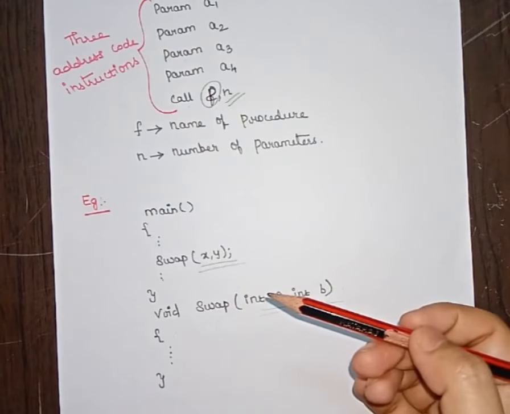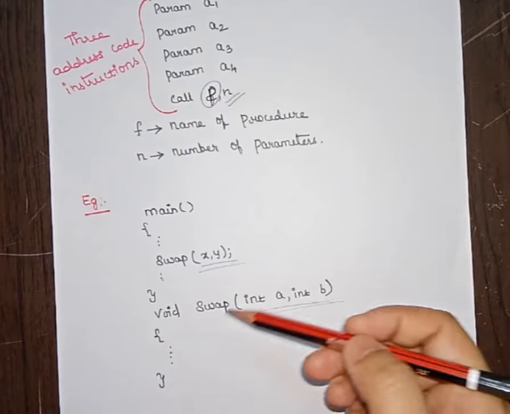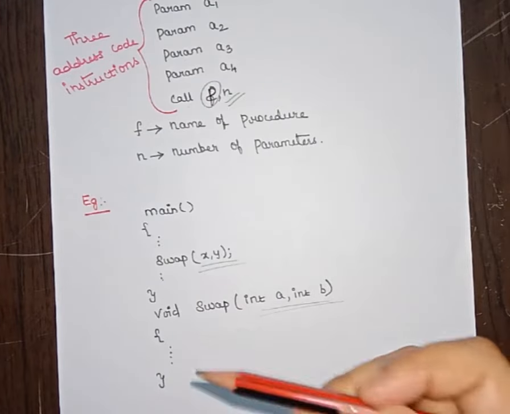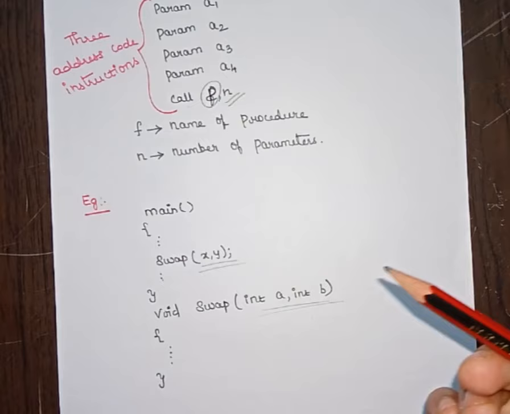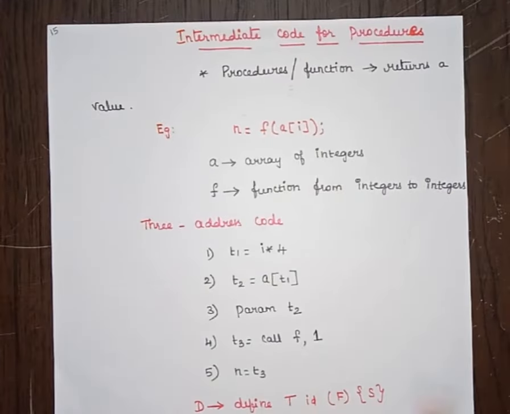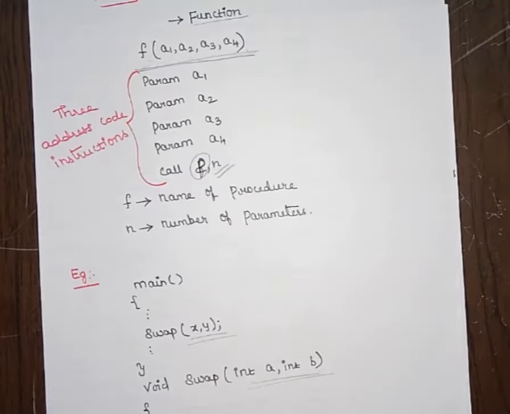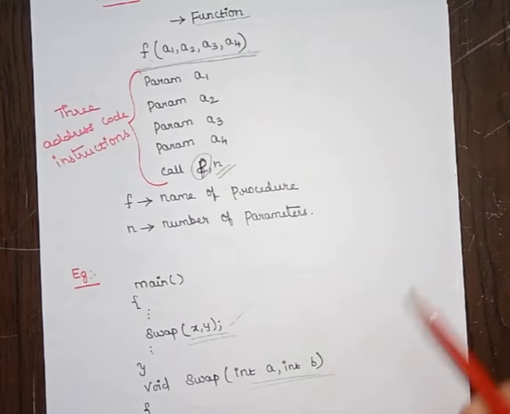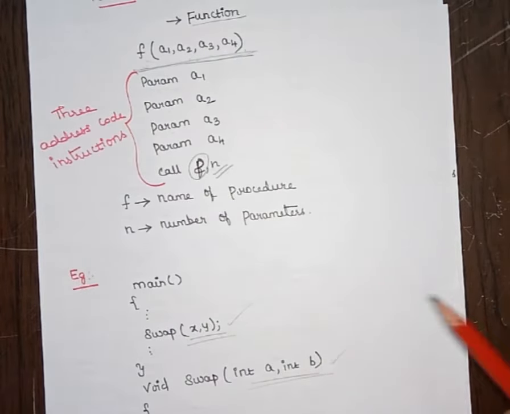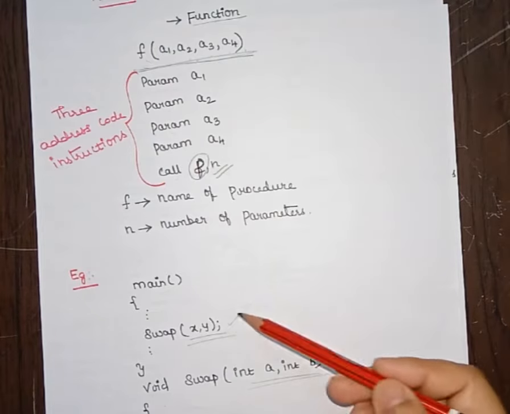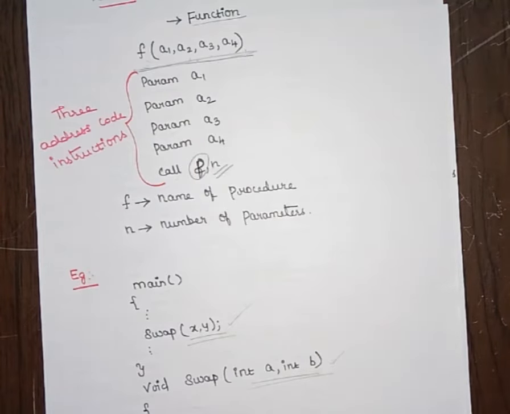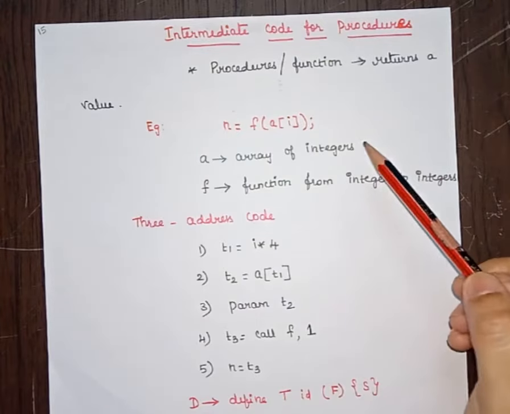Now we'll see how to write the 3 address code instructions for the given statement, or for the given function call. In 3 address code, a function call is broken into the evaluation of parameters. Here we can say this is a calling function and this is the called function. So in 3 address code we also have the function call as well as the called function. So let us see the function call.